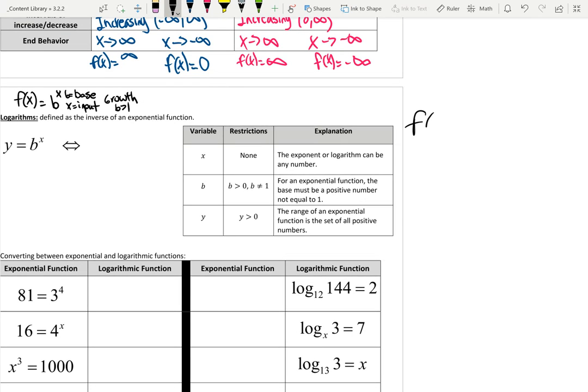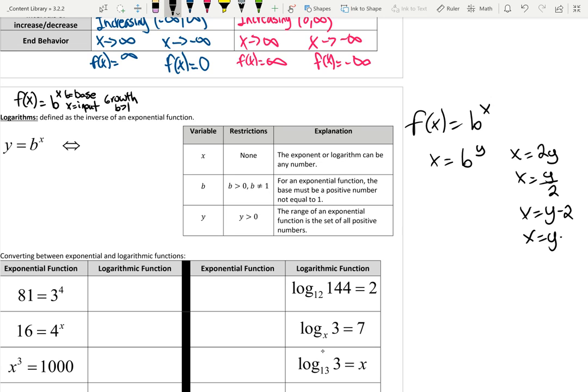I know that for my function, I switch my x and y, and I get x equals b to the y. Now, I don't necessarily know how I'm going to be able to solve this. If it was x equals 2y, I would divide. I would multiply. I would add. I would subtract.